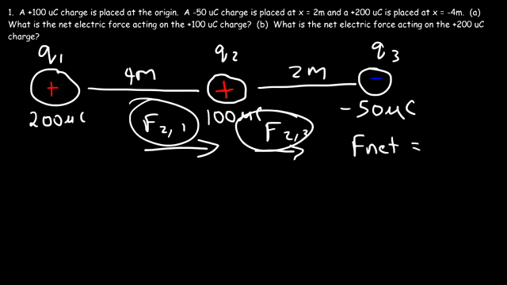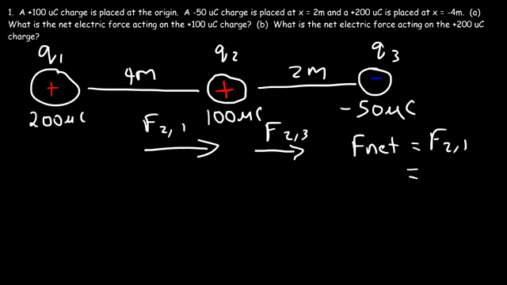Anytime you have two vectors that are parallel to each other, to find the sum of those vectors, you can simply add them. So the net force is going to be F1 on 2 plus F3 on 2, or the force exerted on 2 by charge 3. So we just have to add those two values. So first, we need to calculate each one. So let's calculate F2,1.